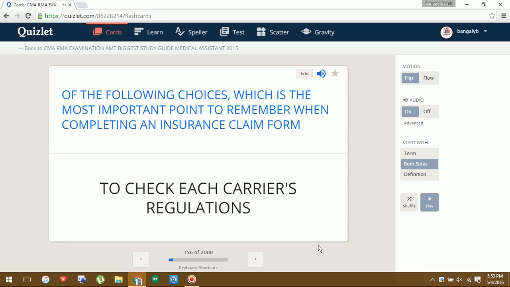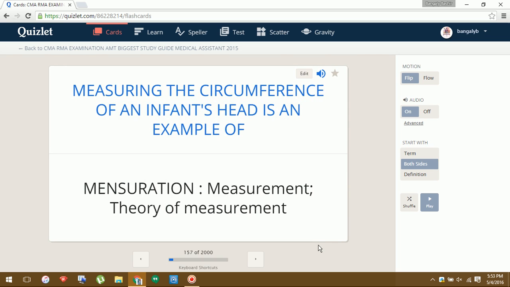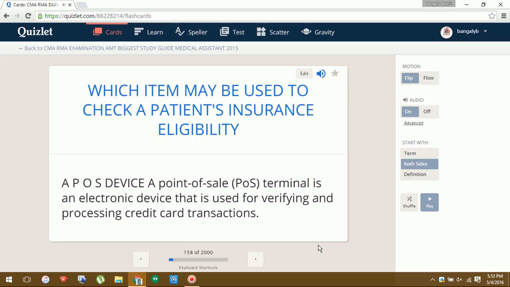Of the following choices, which is the most important point to remember when completing an insurance claim form? To check each carrier's regulations. Measuring the circumference of an infant's head is an example of mensuration, measurement, theory of measurement. Which item may be used to check a patient's insurance eligibility? A POS device. A point-of-sale terminal is an electronic device that is used for verifying and processing credit card transactions.